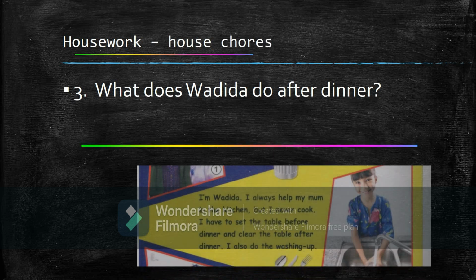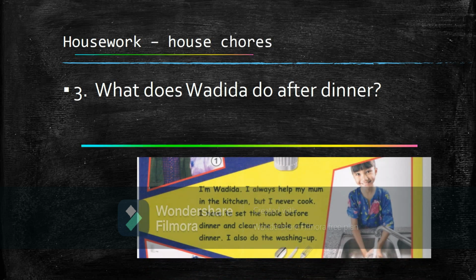What does Wadida do after dinner? Look at Wadida's text and try to guess the answer.